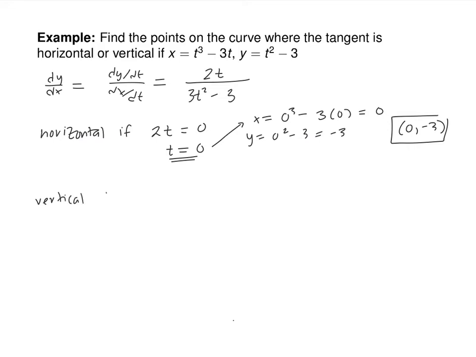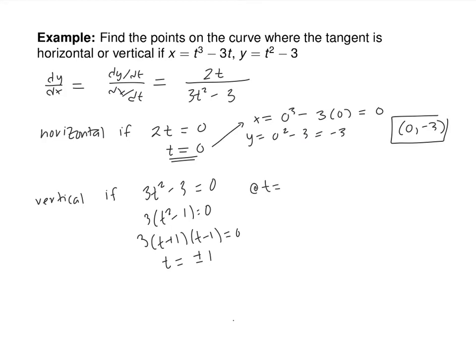And it's vertical if you have an undefined slope, and that will occur when 3t squared minus 3 equals 0. Which means 3 times the quantity t squared minus 1 is 0, or 3 times (t plus 1)(t minus 1) is 0. So it looks like at t equals positive and negative 1, there are two places where we have a vertical tangent.